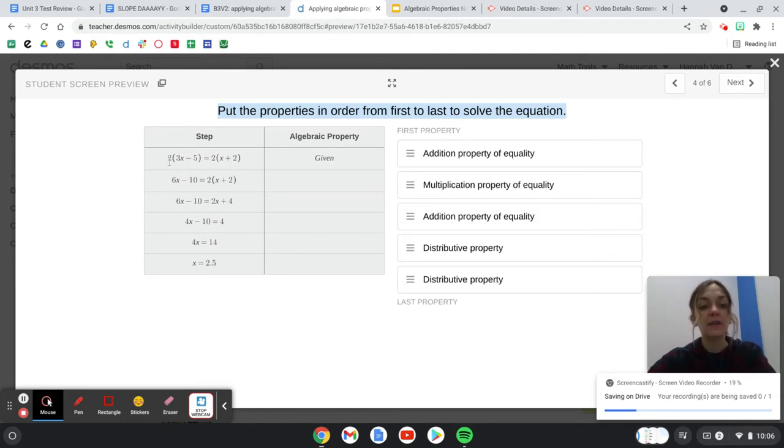So if I look at this step here, there's my equation and the property is given. That's not a property, but they just gave us the problem. So we're not going to worry about that.